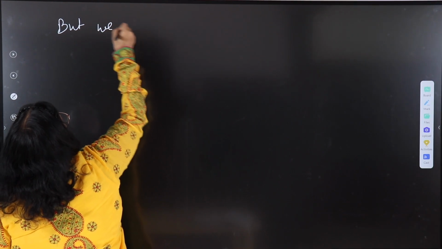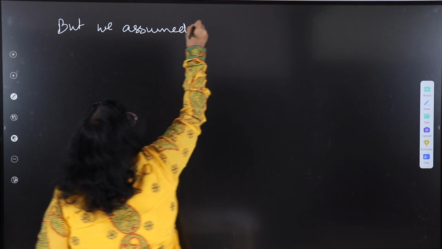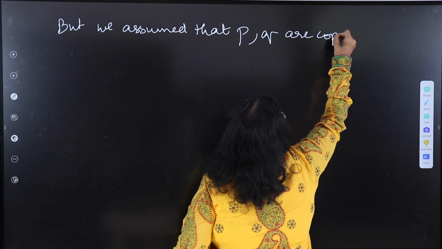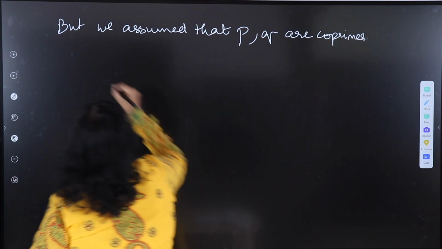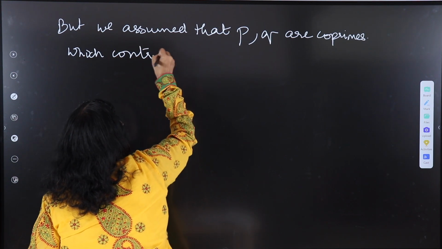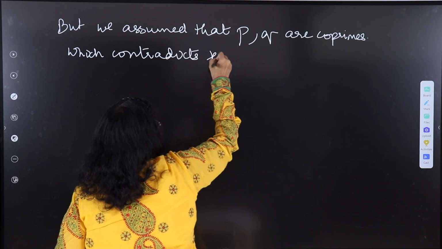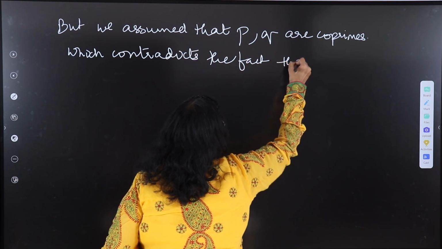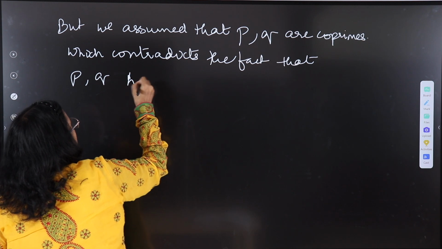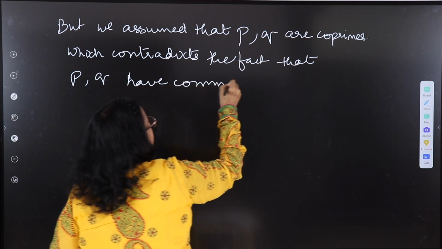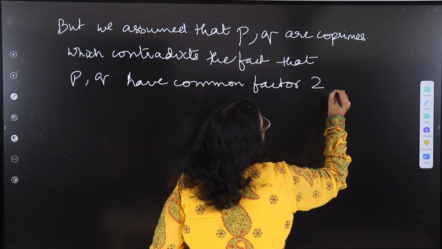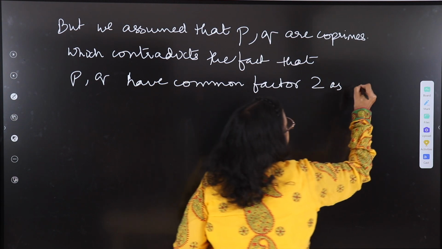But we assumed that P, Q are co-primes, which contradicts the fact that P, Q have common factor 2. As done.